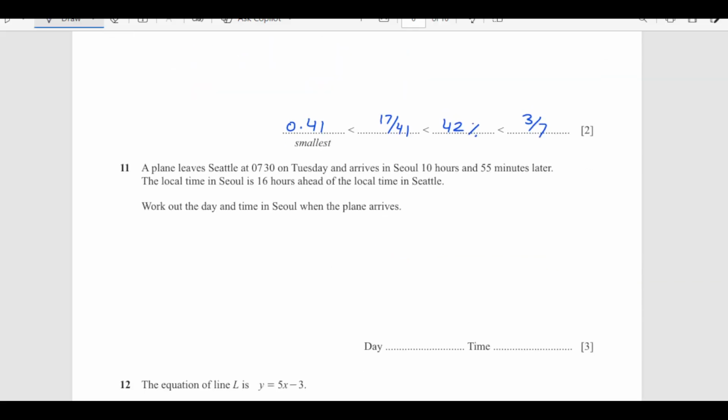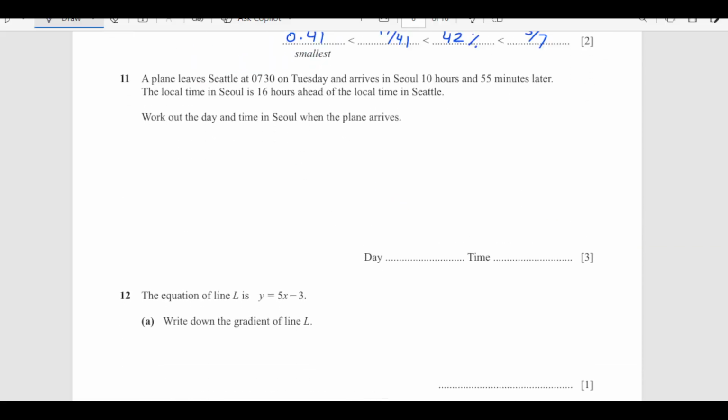So number 11, a plane leaves Seattle at 7:30 on Tuesday and arrives in Seoul 10 hours and 55 minutes later. The local time in Seoul is 16 hours ahead of the local time in Seattle. Work out the day and time in Seoul when the plane arrives.